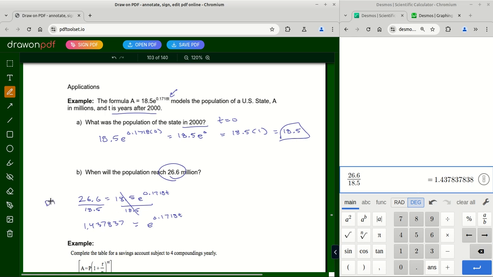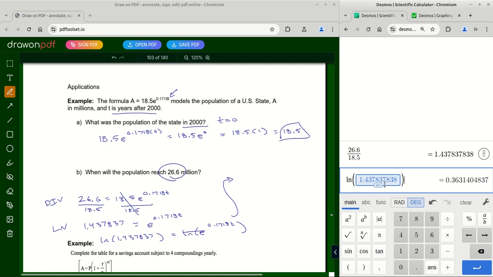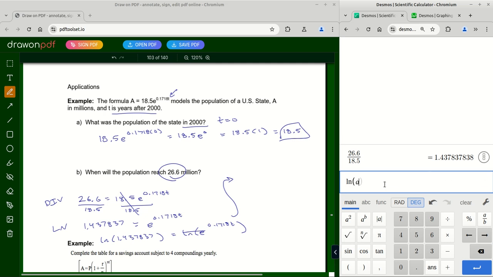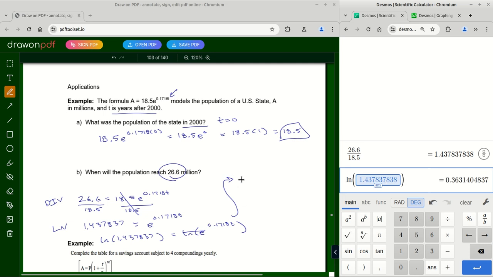So I divide. And then the next thing is I'm going to ln both sides. So ln of the 1.437837 is equal to ln of the e to the 0.1718t, and e and ln cancel. So what is ln of that thing? So ln of answer, look how fast I can do that. You just literally type ANS, and it just pops up in Desmos. So that's pretty cool. 0.36314. Again, try not to round very much. Is equal to 0.1718t. I'm going to divide by the 0.1718.